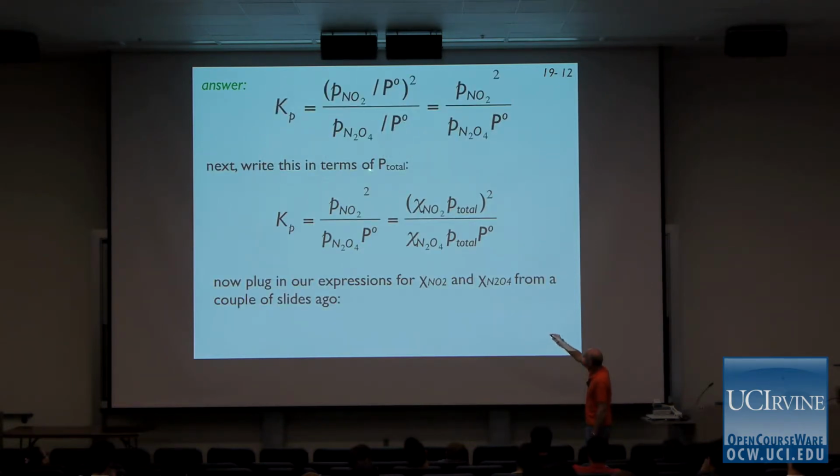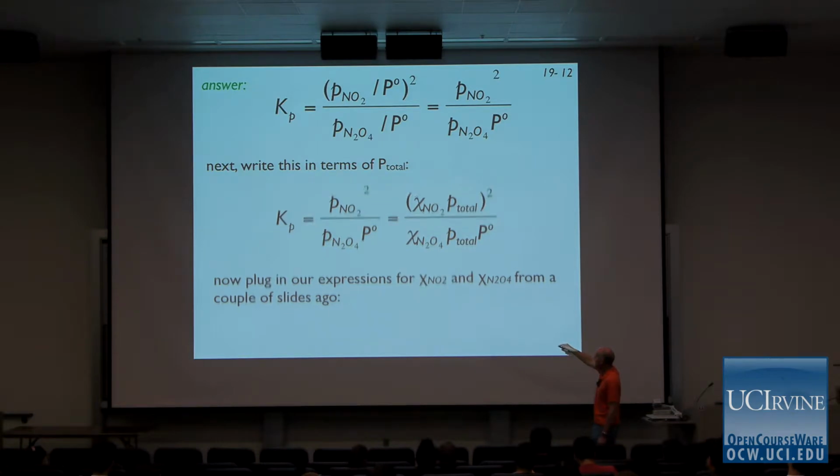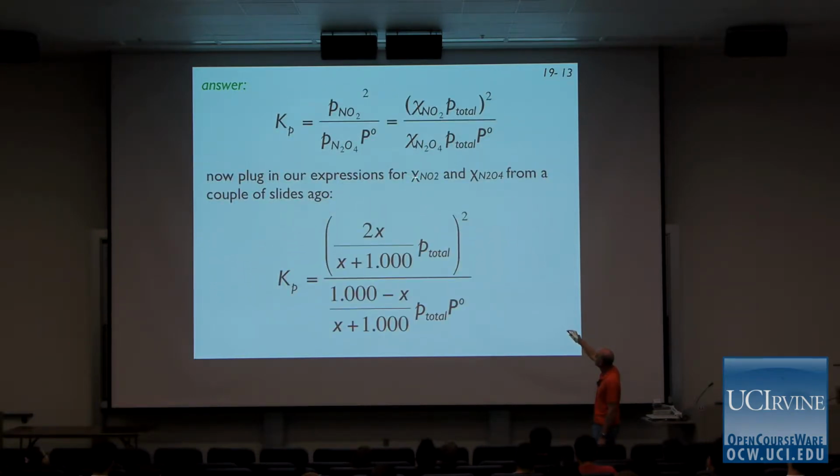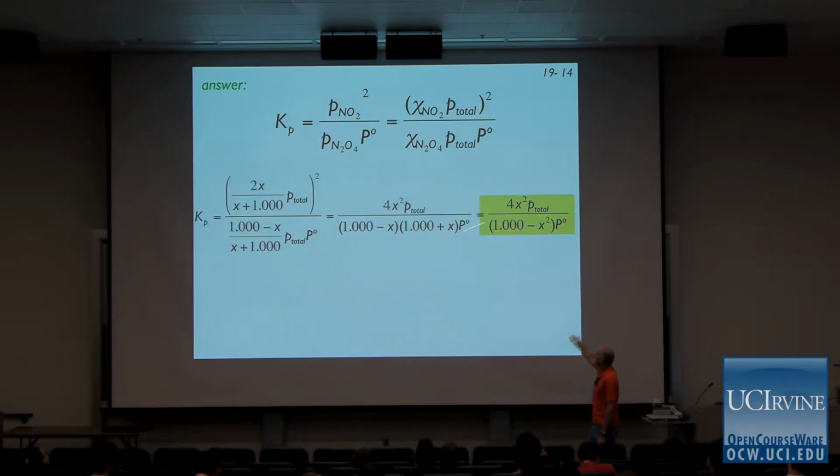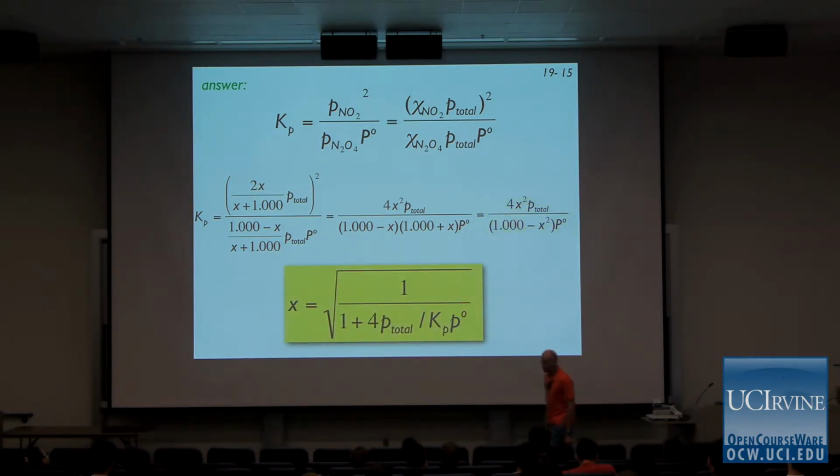And then we can write this in terms of the total pressure by using the mole fraction. Because the mole fraction times the total pressure is just the partial pressure. So I can write the partial pressure of NO2 in terms of the mole fraction, same thing for N2O4. And then I can plug in our expressions for the mole fraction that I derived 2 slides ago. Here's the expression for the mole fraction of NO2. Here's the expression for the mole fraction of N2O4. And then if I do a little algebra and simplify that, I get this equation right here. And then if I solve for x, I get this equation right here.